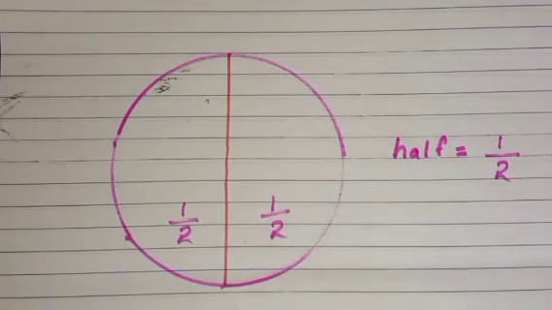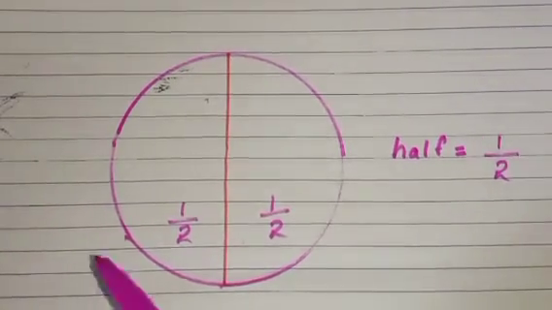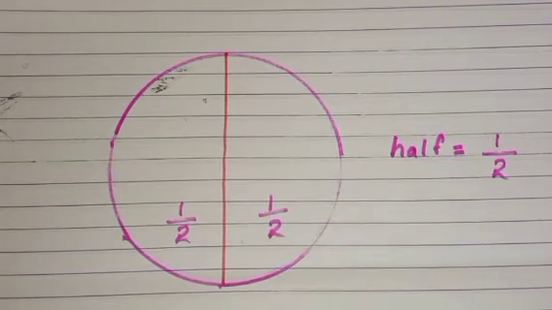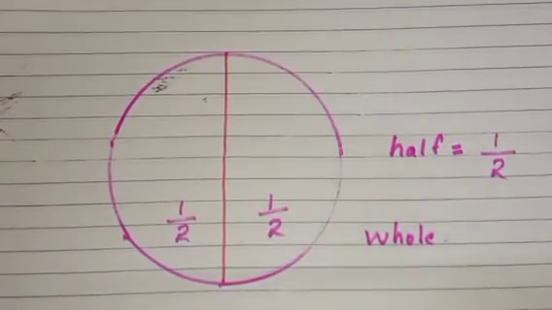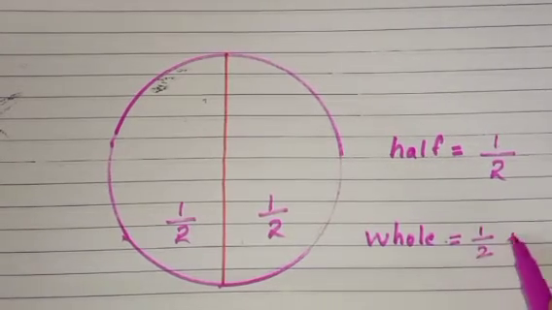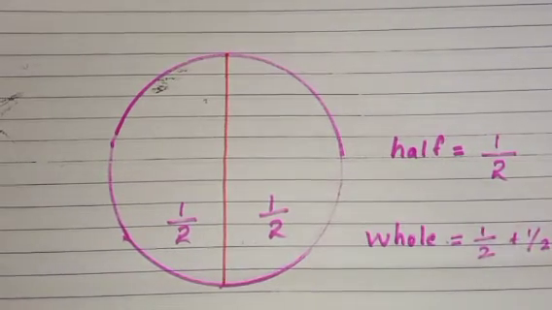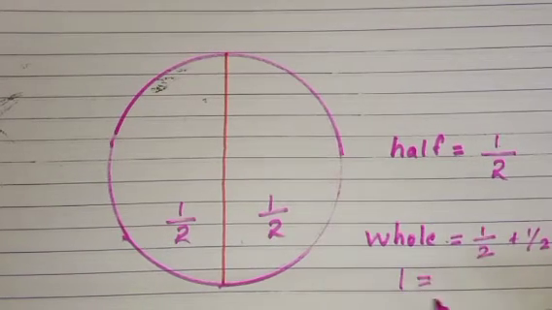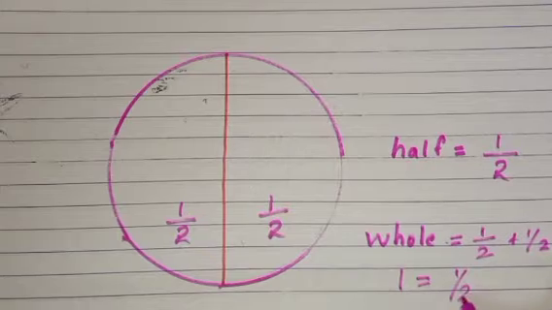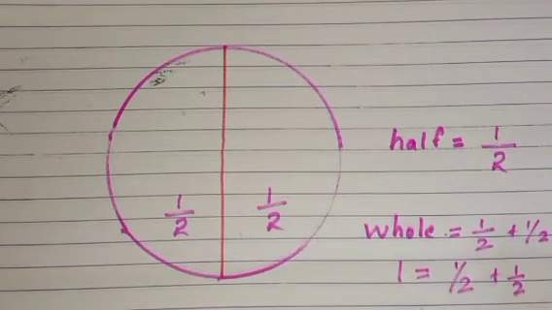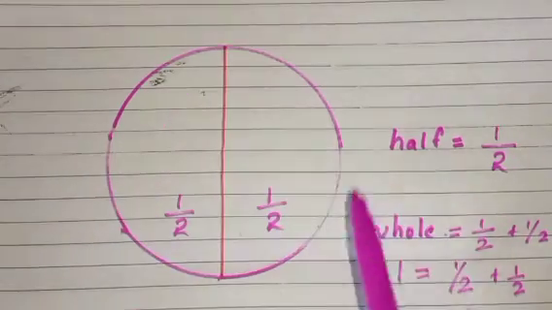And this full round we call a whole. So 1 by 2 plus 1 by 2 is the full whole. That is one part. So 1 equals 1 by 2 plus 1 by 2. Half plus half is 1. That is the full whole part.